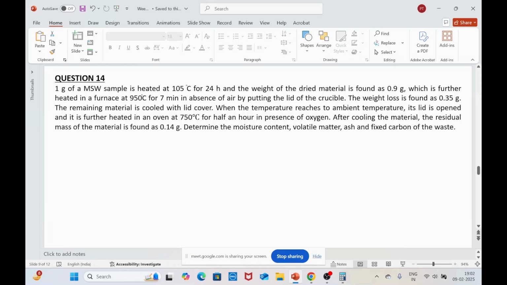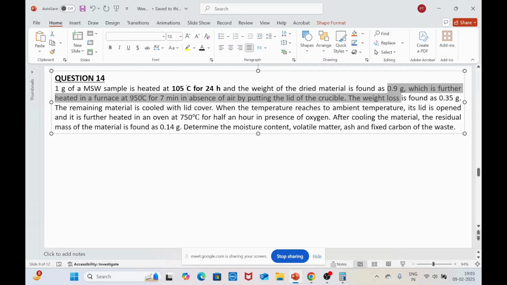So I hope everyone is able to understand what kind of processes are happening. Initially, heating at 105 degrees Celsius for 24 hours is for drying. In drying, the primary thing that gets removed is your moisture. So once you treat it in this process, all the moisture will be removed, and the weight of your dry material was found to be 0.9 grams. So from here you will be able to identify the moisture content of the sample.